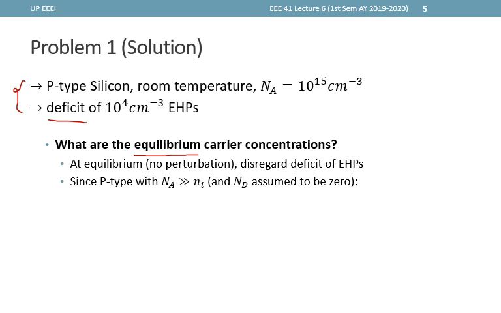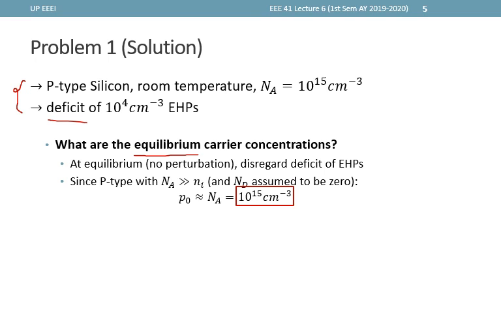Next, we note that the given Na of 10 to the 15 is much greater than Ni, which is 10 to the 10 for silicon at room temperature, and therefore we can proceed with the approximation for P-type semiconductors, where P is approximately Na, but this time we have to be specific that instead of P, we have to write it as P naught is approximately Na, which is 10 to the 15.